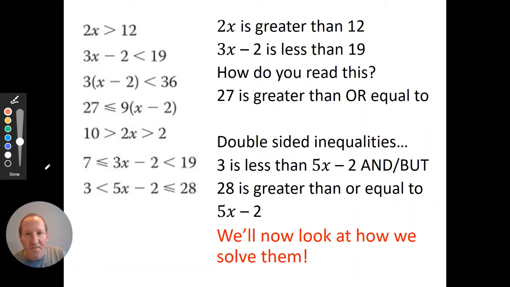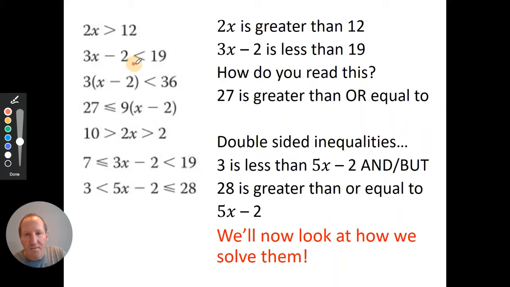So I thought it's first of all important to look at the different signs we get and make sure we can actually read them. So this one here, 2x is greater than 12. That sign there is greater than. I always think the big end is with the bigger thing. So this is the big end, the big number. This is the little end, the little number. So 2x is greater than 12.